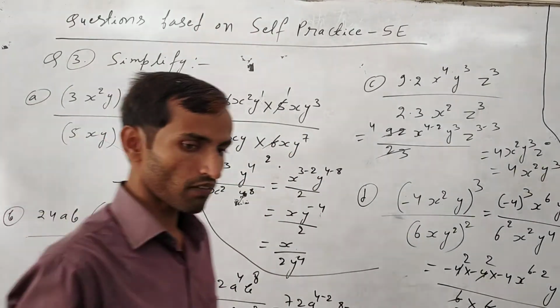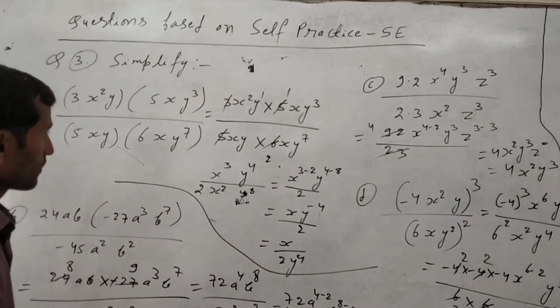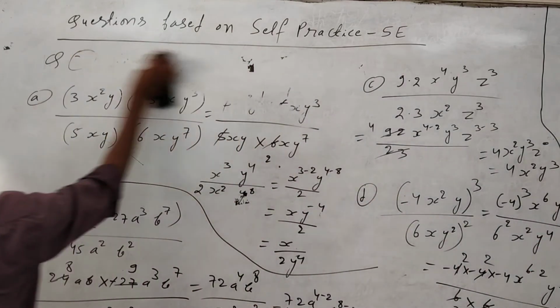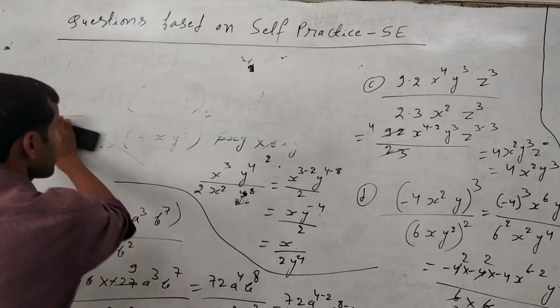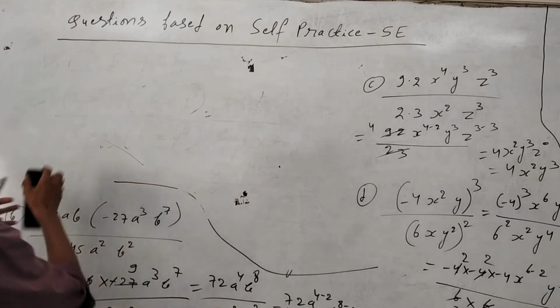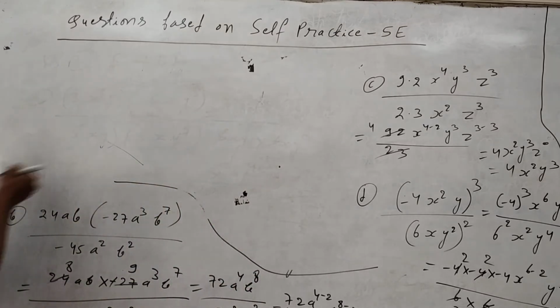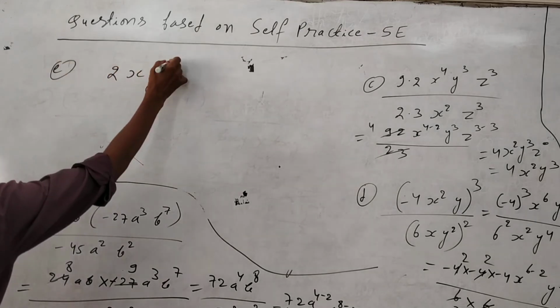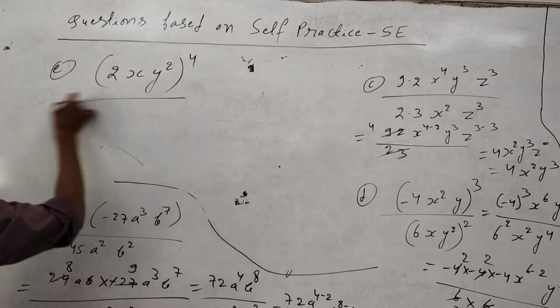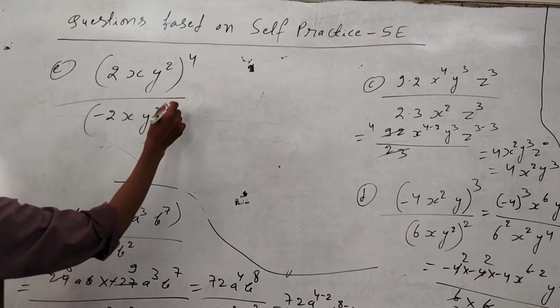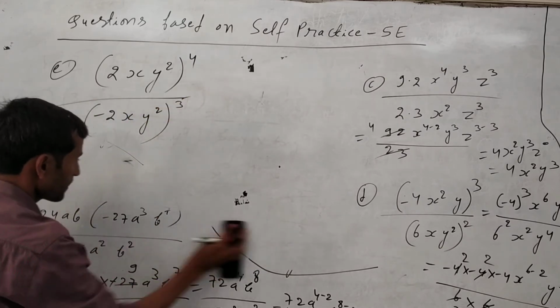I will take one more example. In this, first of all, we have to check the power. Where is the power given? If a whole power is there, then first of all we have to multiply that power, and then solve. So the next part is 2xy square and whole power 4, and here minus 2xy square and whole power 3. Okay, now in this case what will we do?